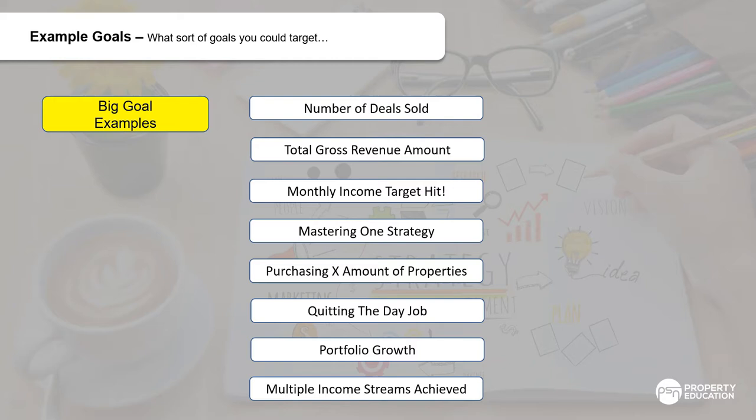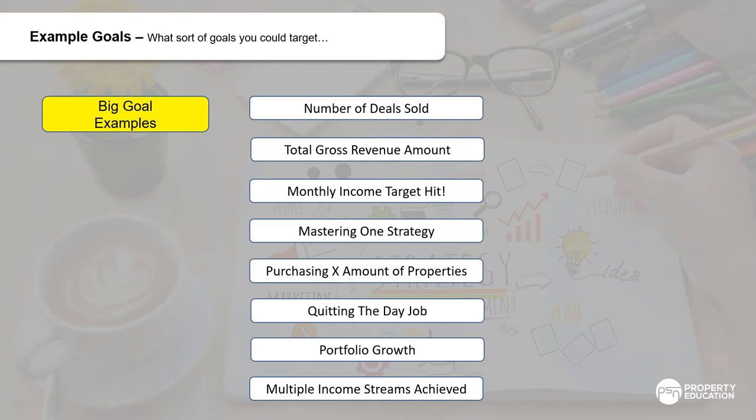Mastering one strategy. Now you might be doing this slowly. A lot of people do. They buy the courses, and it's something that's in the background. They've very much got a very busy life. They've got the day job. They've got the kids, the family. They don't have a great deal of time.